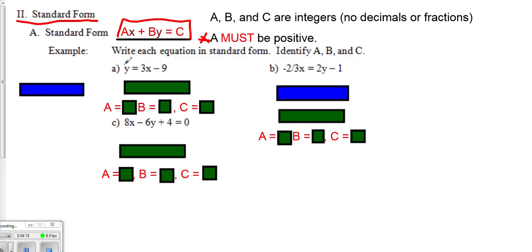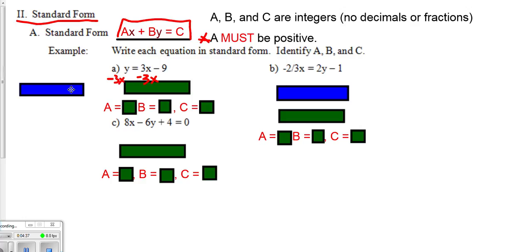So, for example, we're going to write each equation in standard form and then identify a, b, and c. Looking at this one, y equals 3x minus 9. If we want our x and y on the left side over here, we need to move this 3x over here. How would we do that? We would subtract 3x from both sides.